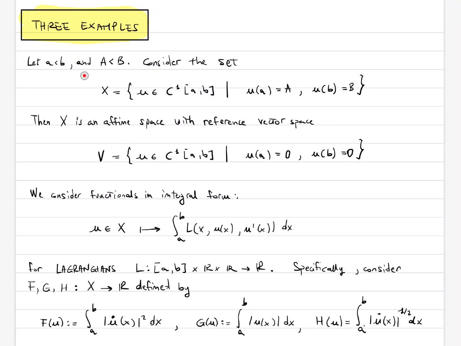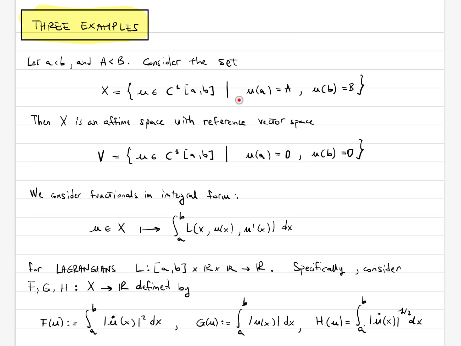Okay, so let's look into these examples. Fix two numbers, a and b, with a less than b, and capital A and capital B with capital A less than capital B, and define the set X of functions which are C1 of the interval [a,b], and such that u(a) is equal to capital A and u(b) is equal to capital B.